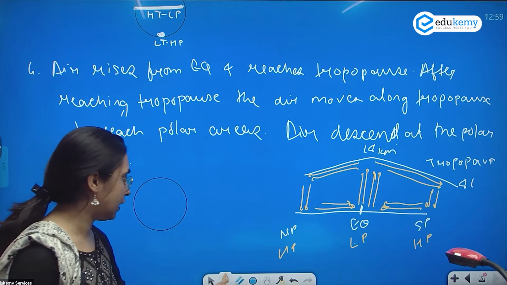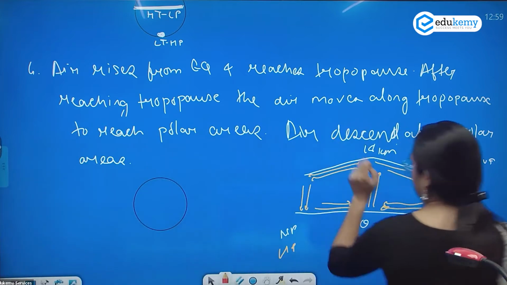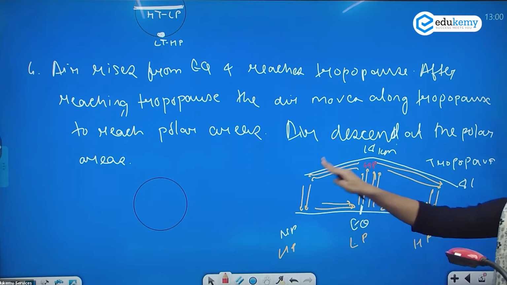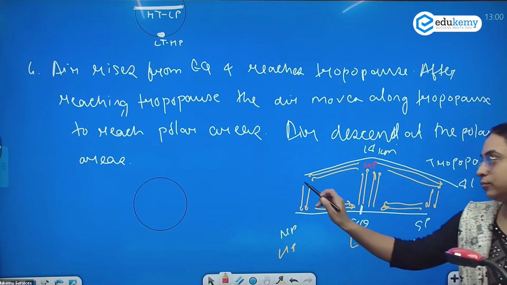Now, one question off the track. इक्वेटर पे सरफेस पे कैसा प्रेशर है और इक्वेटर पे ट्रोपोस्फियर पे कैसा प्रेशर है? पोलर एरिया में सरफेस पे कैसा प्रेशर है और पोलर एरिया में ट्रोपोपॉज के पास कैसा प्रेशर है?